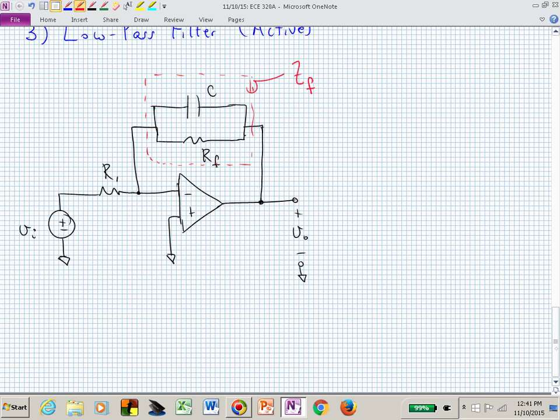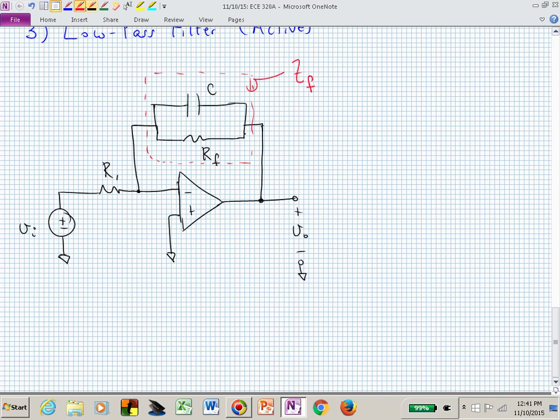What is Z sub F? That was a very vague question, so you could answer it with a very vague answer. It's an impedance. It is, isn't it? But what is that impedance? Can you calculate that, or can you tell me what it is? That's just a parallel combination of two passive elements.